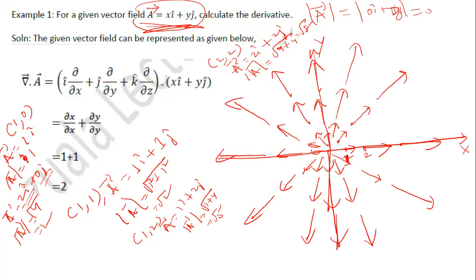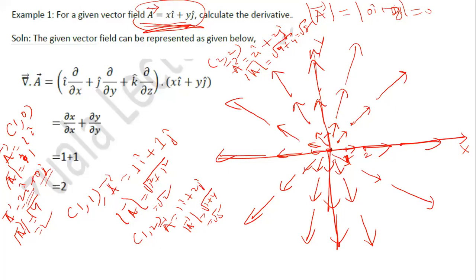amplitude is very less. So what I mean to say here is that this vector function is representing a vector which is diverging away from this origin. This vector function represents a vector which is coming out or spreading out from the origin here.